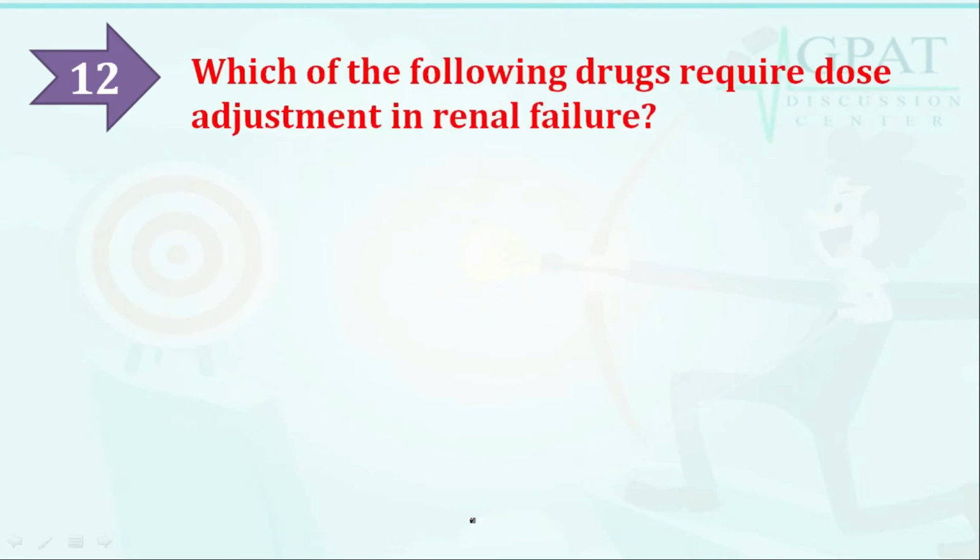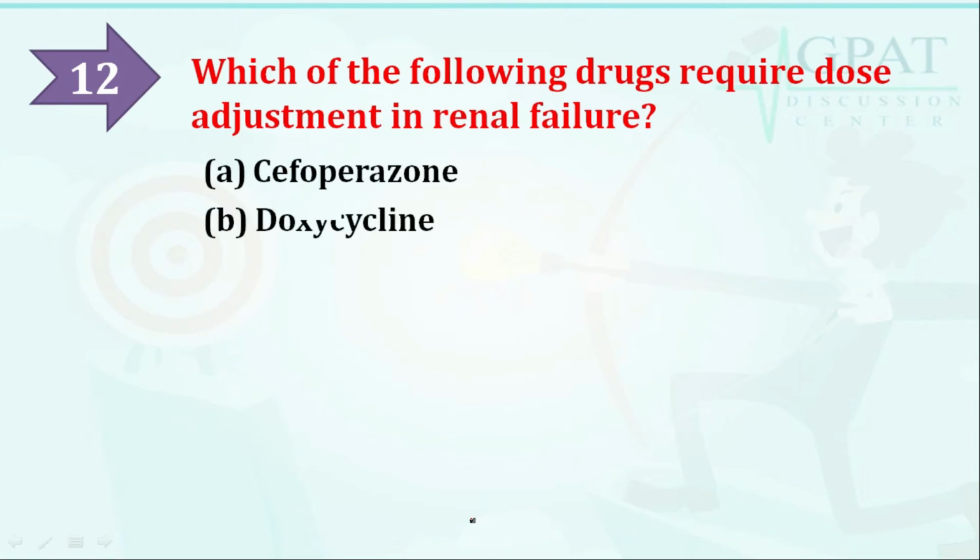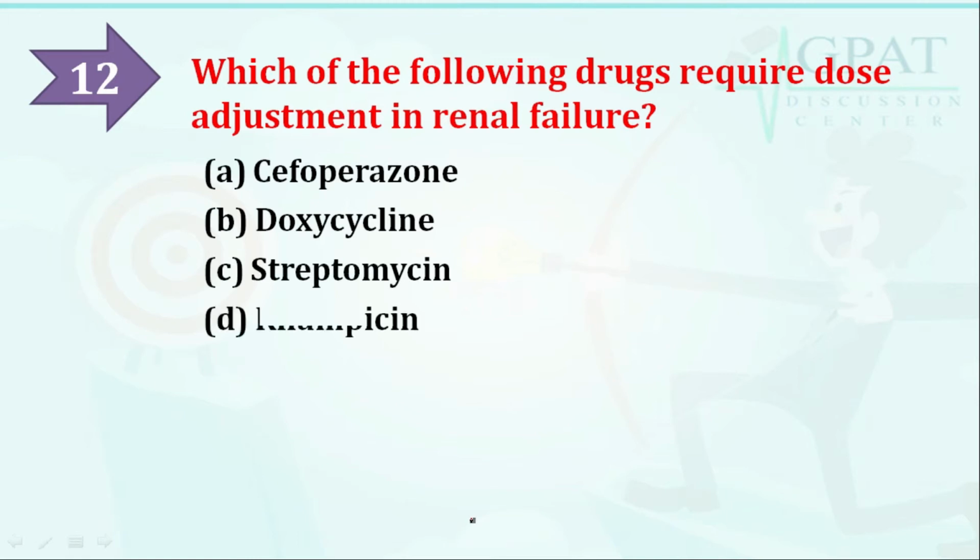Which of the following drugs require dose adjustment in renal failure? Option A cefoperazone, option B doxycycline, option C streptomycin, option D rifampicin. So which of the following drugs require dose adjustment in renal failure? The correct answer is streptomycin, which requires dose adjustment in renal failure.